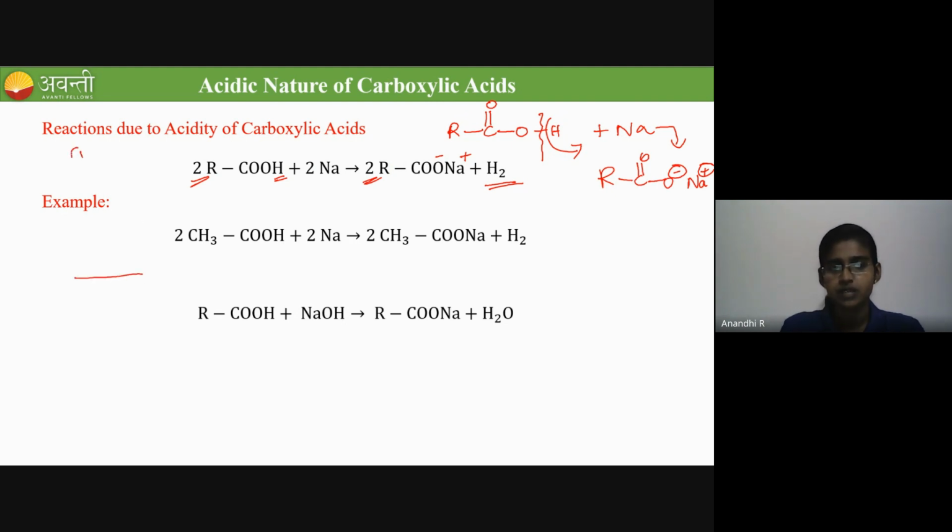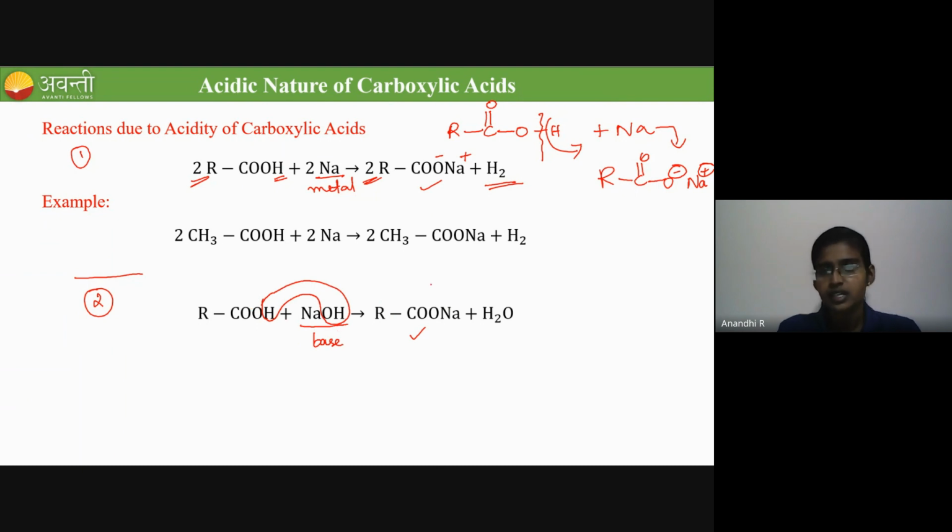So this is the first reaction and this is the second reaction. Carboxylic acid on treatment with sodium hydroxide. Sodium is a metal, and sodium hydroxide is a base. So here what happens? The product remains same. Sodium salt of carboxylic acid we are getting. But the other byproduct is the removal of H2O.